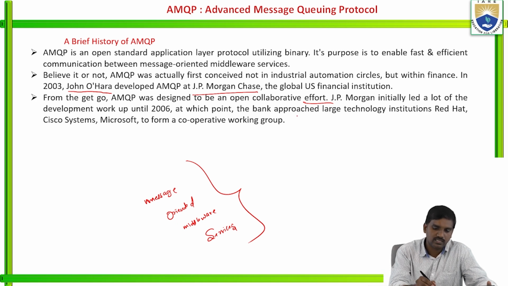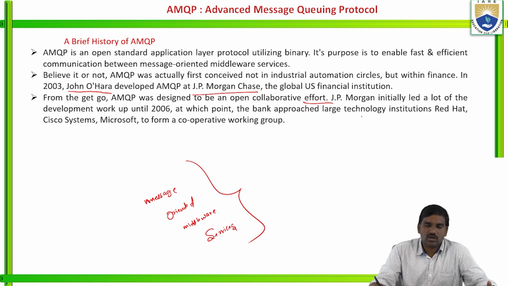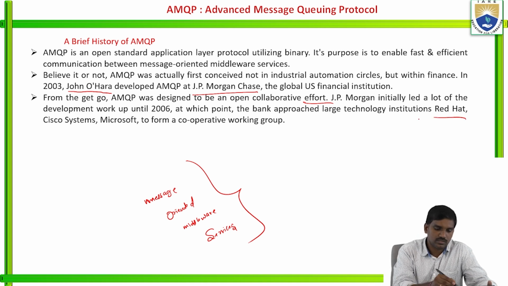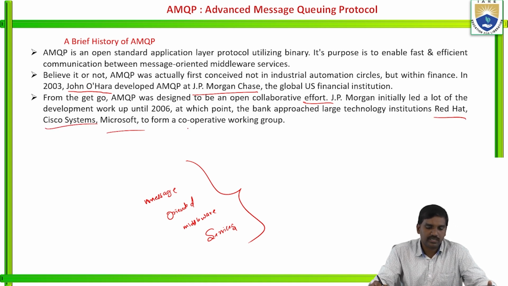At which point they approached large technology institutions, Red Hat, Cisco Systems, and Microsoft, to form a cooperative working group. With the help of these companies working together, they developed the Advanced Message Queuing Protocol. So these are some basic introduction points and history points of AMQP, developed in order to provide message-oriented middleware services.